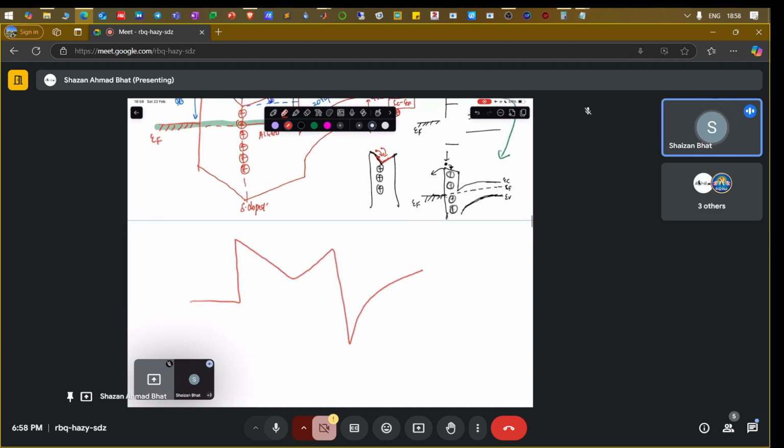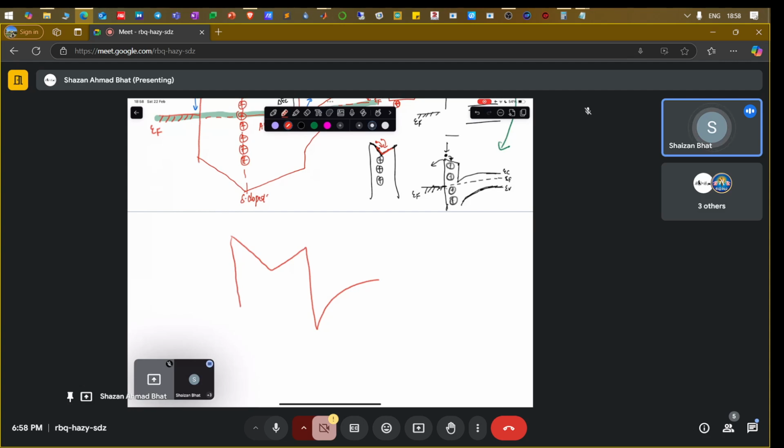why am I messing with the Fermi level? It cannot be like this. Let me draw it to scale. Let me draw the Fermi level like this, and let me bring it here. Okay, now it looks fine.